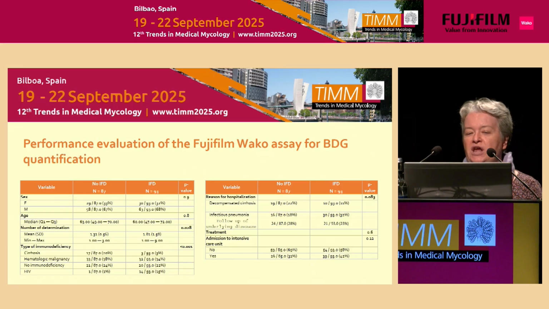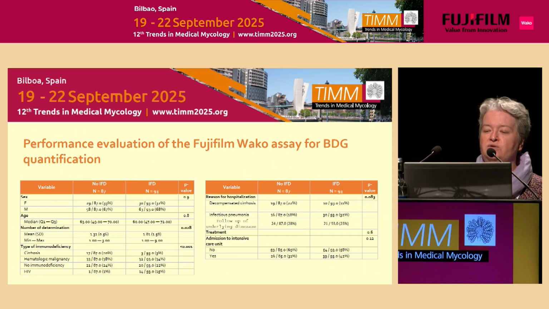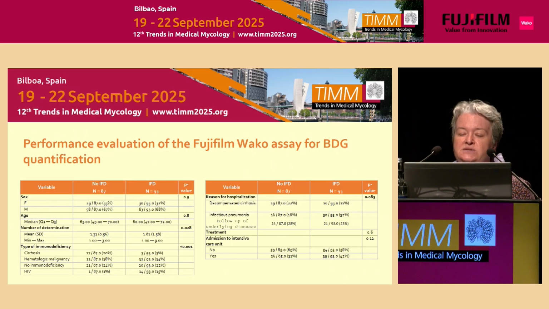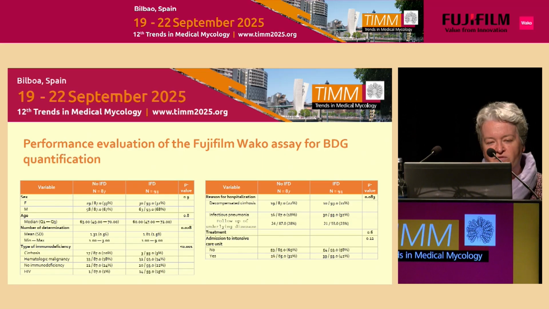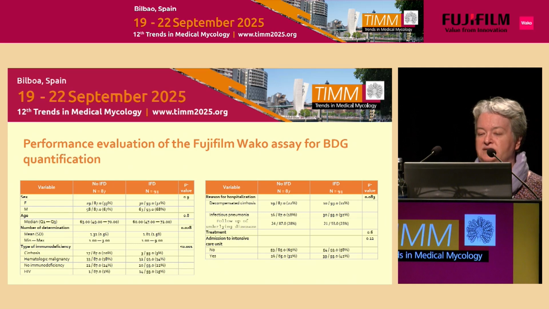In this section, we aim to compare, in the group of patients with a positive BDG test, those without an IFI, who could be considered as false positive result, and those with a confirmed IFI. Concerning demographic data such as sex or age, we have no difference between the two populations. We have a majority of men, and the median of age is nearly 60 years old.